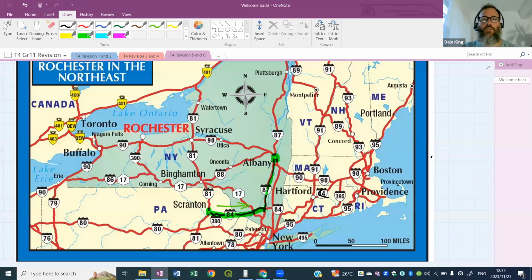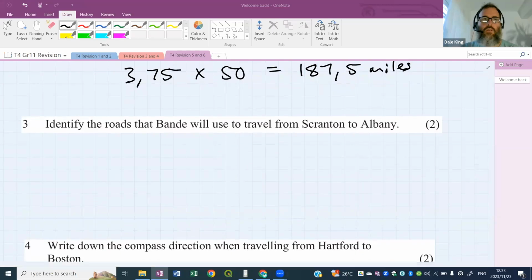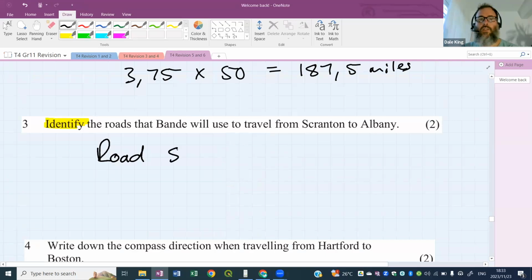All right, so how would you write that? Yes, the 84 and the 87. So let's just read the question again to make sure we get it. Identify the road. They're using the word identify. So they're not saying describe a route. They're just saying identify the roads. So we'll say road 84 and 87. That's it. We've identified them.